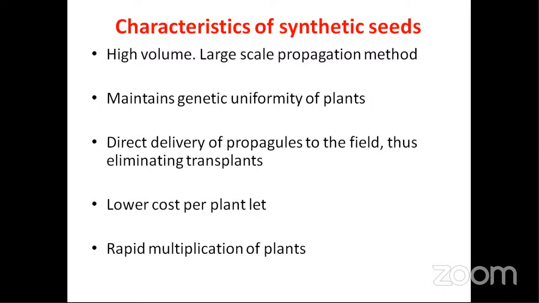These are some characteristics of synthetic seeds: a high volume, large-scale propagation method, maintains genetic uniformity of plants, as we selected the explant from known, healthy plant material, and direct delivery of propagules to the field, thus eliminating the transplants. Whereas in tissue culture propagated plantlets, we have to deliver the saplings or seedlings to the field. Here this is not necessary. Thus, it will eliminate the transfer delivery of propagules. Lower cost per plantlet, rapid multiplication of plants. Next, please.